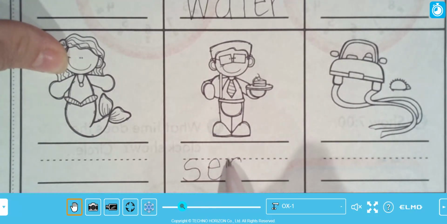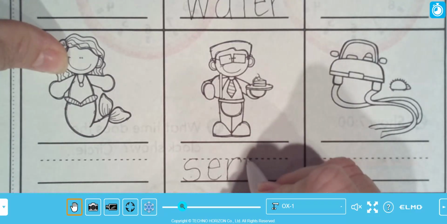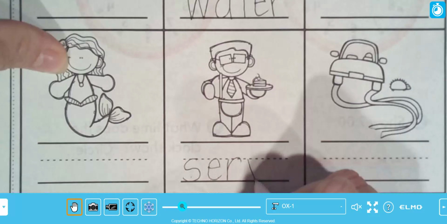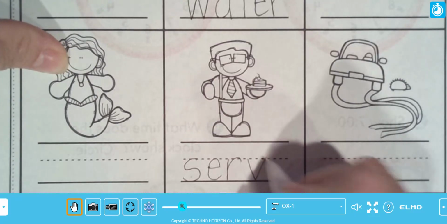So I'll do it again. Okay, let's read that word. S, er, v. So v goes next. So the V starts here at the dash. It goes down to the bottom, then back up to the dash and stop.